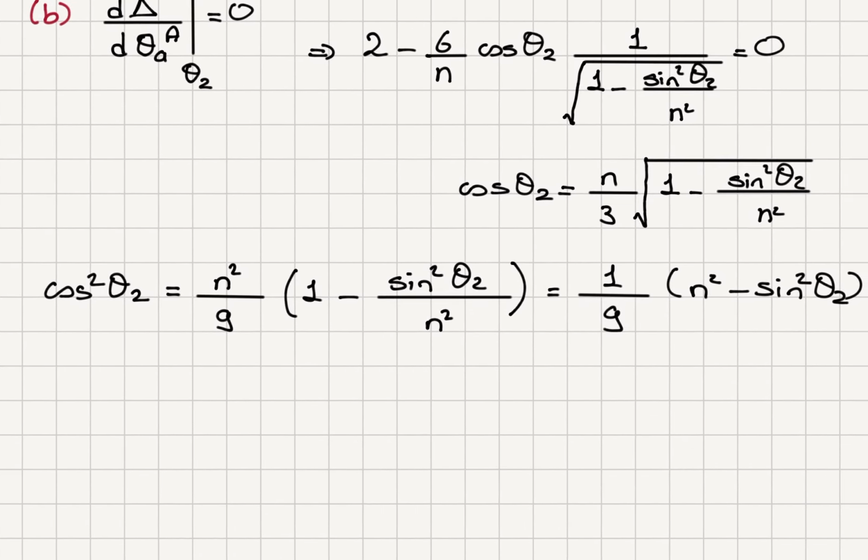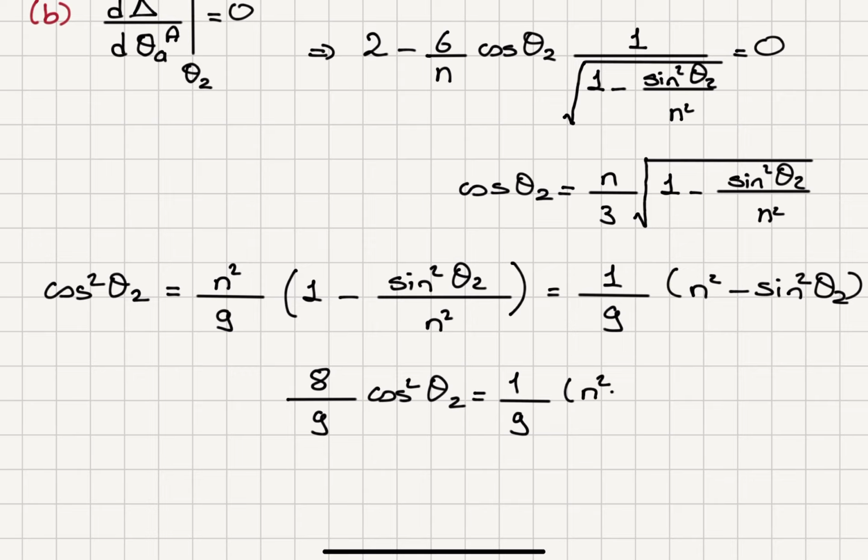On the left side, I have cosine squared theta 2. So I subtract from cosine squared 1 over 9 cosine squared. I obtain 8 over 9 cosine squared theta 2 is equal to 1 over 9 (n squared minus 1).